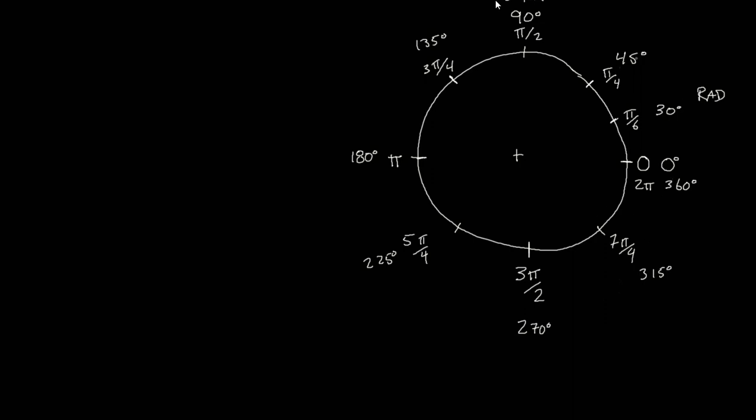So if you want to do more complex angles, like maybe you want to know what 32 degrees is. So what is that in radians? That's the big question. It works out like this. You want to know how many radians 32 degrees is.